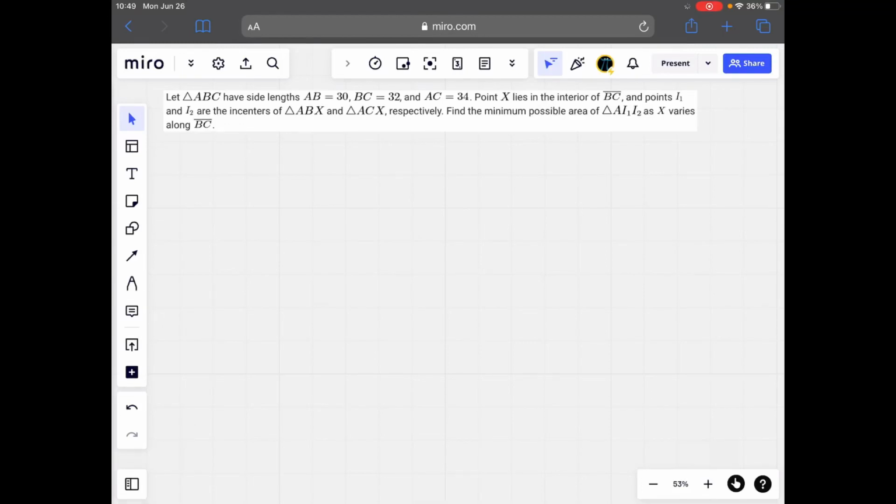Let ABC have side lengths 30, 32, and 34. Point X lies in the interior of BC, and points I1 and I2 are the incenters of ABX and ACX respectively. Find the minimum possible area of triangle AI1I2 as X varies along side BC.